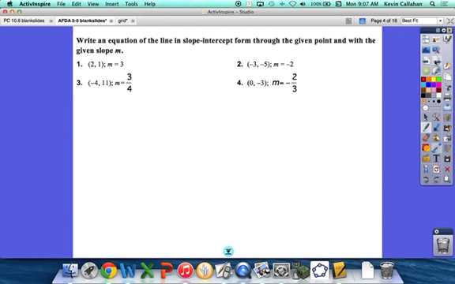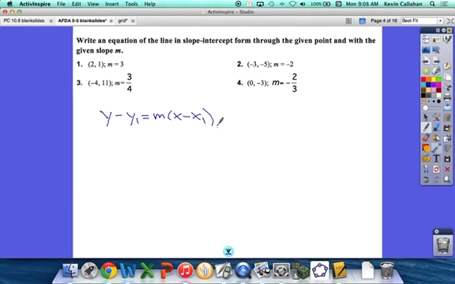Okay. So write an equation in slope-intercept form through the given point and with the given slope. And this was a section about point-slope form, right? We know how to do that using slope-intercept form in a way, but the whole point of this was to use this. The point-slope form looks like this: y minus y1 equals m times x minus x1.